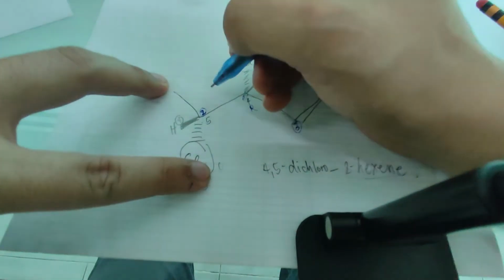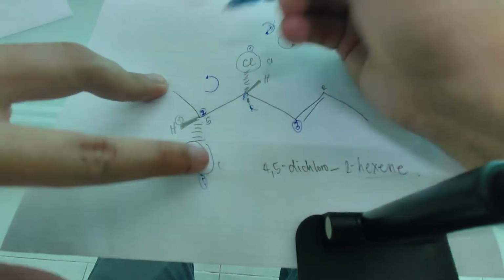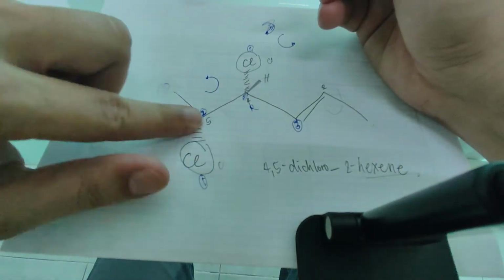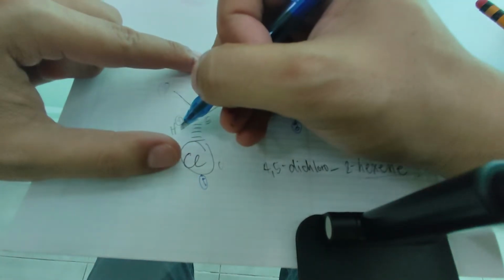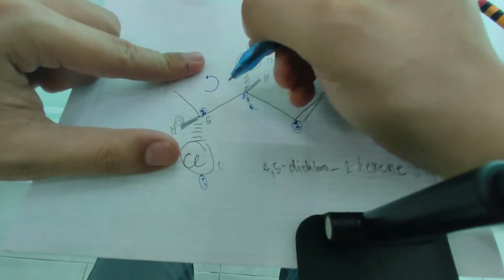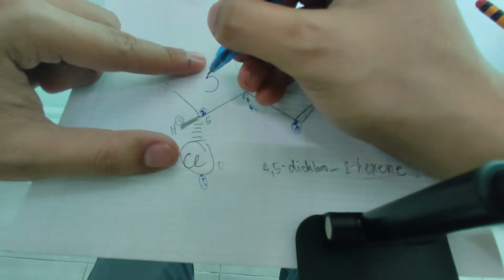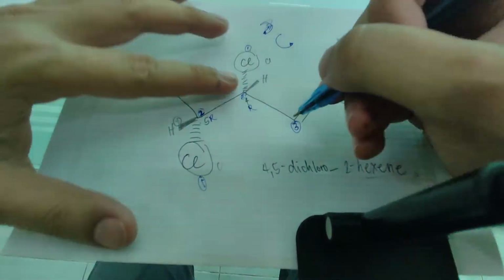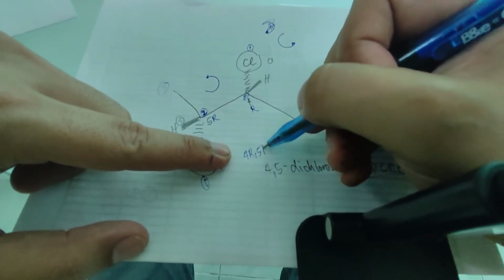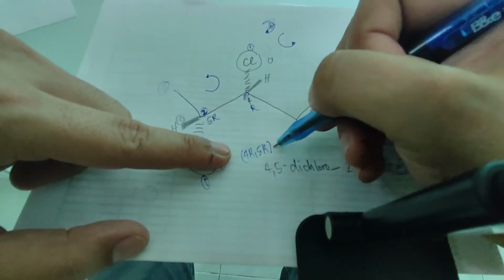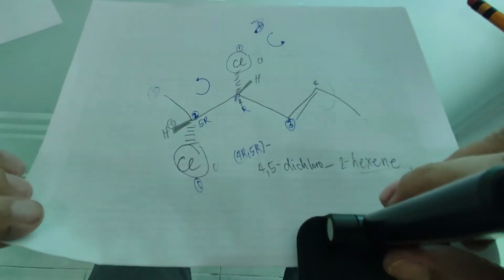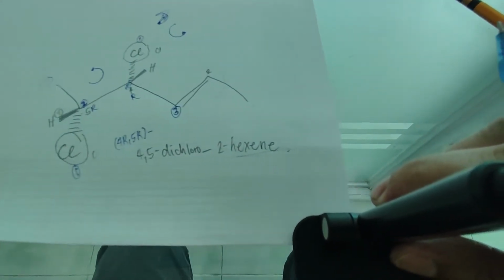So, yung 1, 2, 3 sequence natin pag ganoon. So, another counterclockwise. Diba? Pag ganoon siya. So S dapat yan, but then dahil naka-wedge to, not naka-dash, so just opposite or reverse the rule. So counterclockwise, this is an R. So all in all, we have a (4R,5R)-4,5-dichloro-2-hexene as your name for this compound.